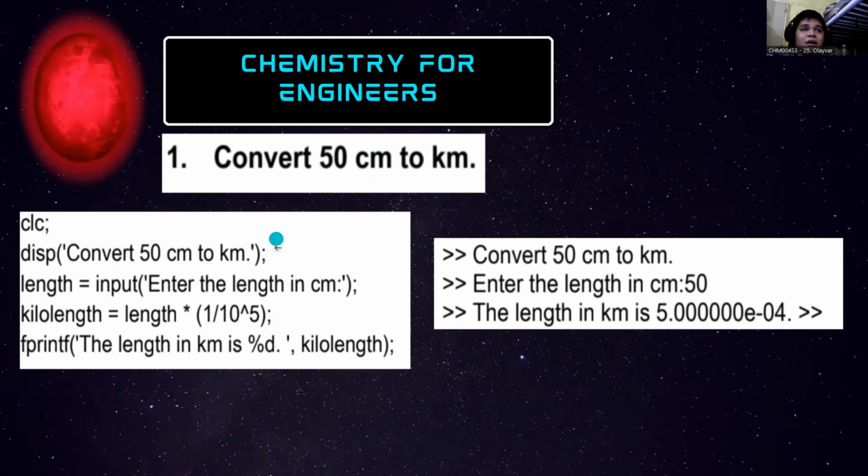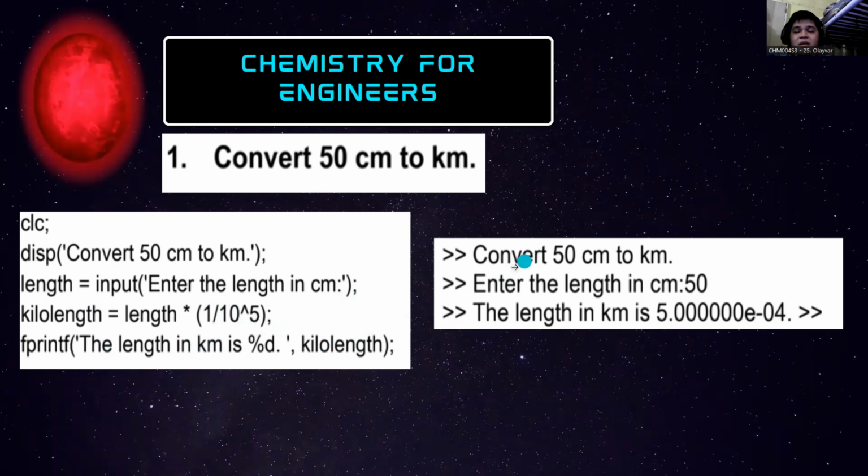And now we have the coding here, which is put the problem here and put the input where we input the data. And after that, we will have the formula. In order to get the length in kilometers, we need to multiply it by 1 over 10 raised to 5, and we will get the length in kilometers.